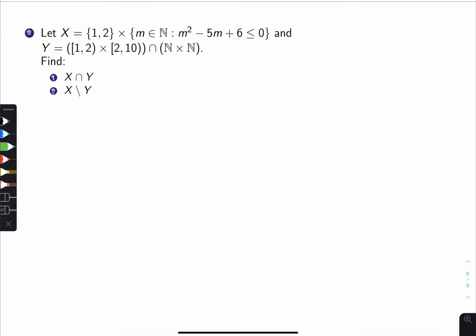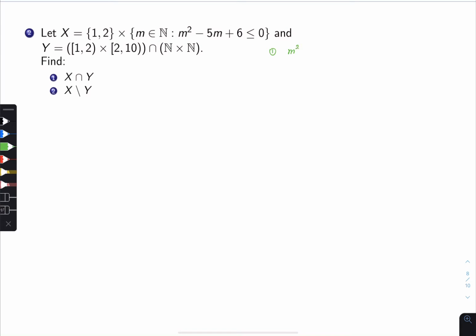In order to do this question, you need to figure out what your X and what your Y are. So first of all, let's find what X is. This set is pretty simple. It has only two elements, 1 and 2, so we don't have to worry about it. But this set looks pretty complicated, so let's solve for that first.